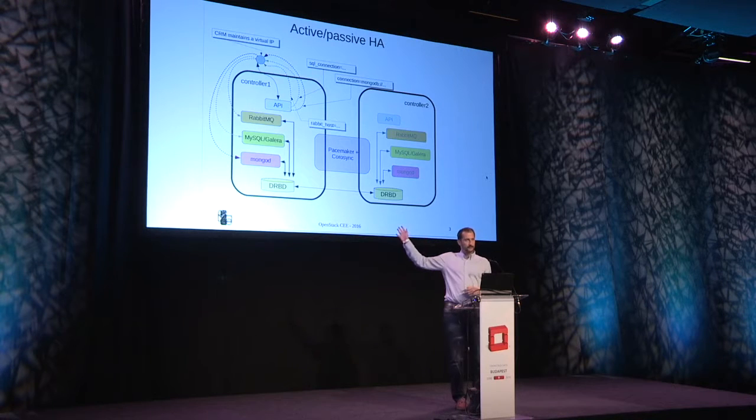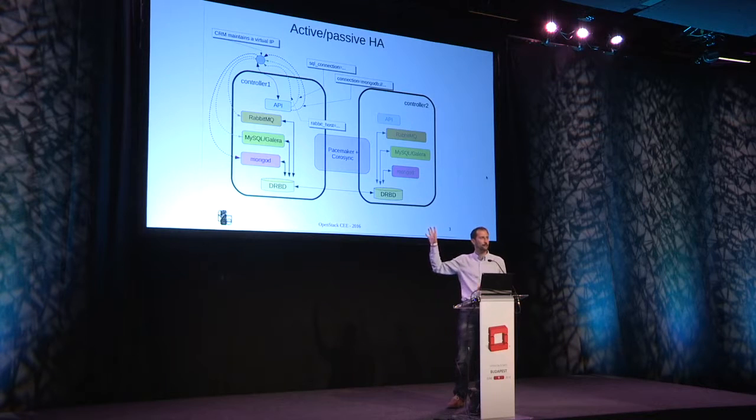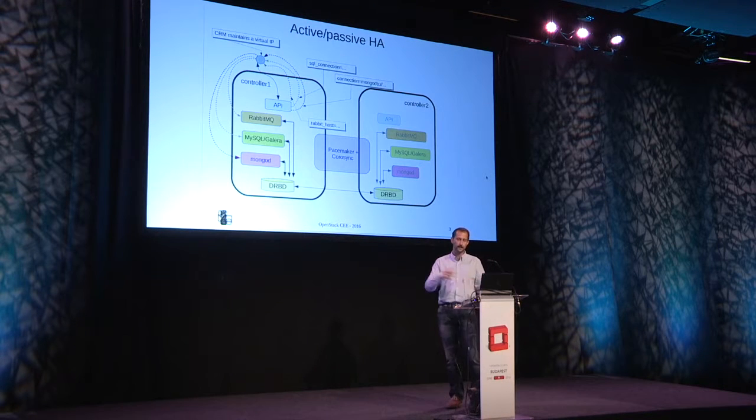And in this kind of active-passive setup, I don't know whether we still have some OpenStacks running in this way, usually there is a floating IP or virtual IP that is the IP of the services, and this virtual IP moves along with the API nodes and all the other nodes, so that's how the service reliability is guaranteed.